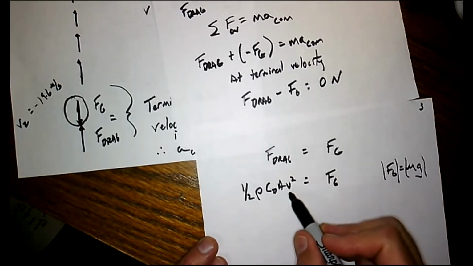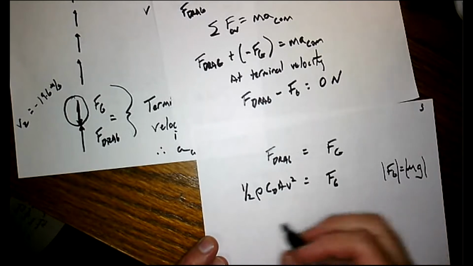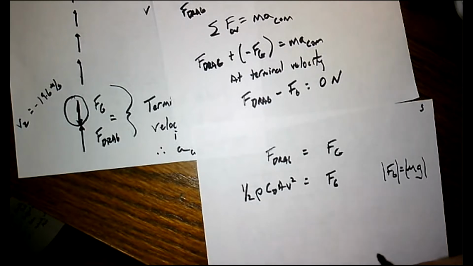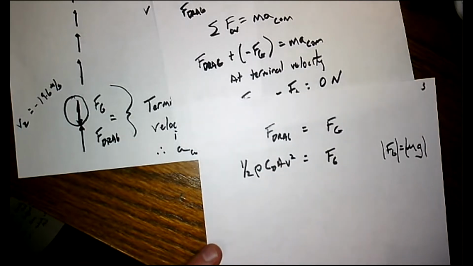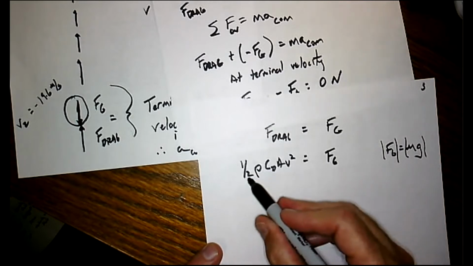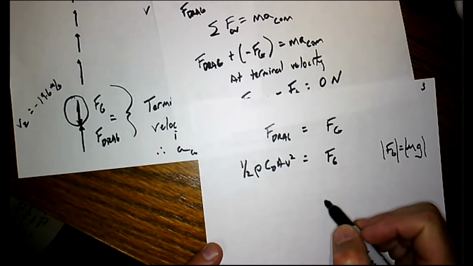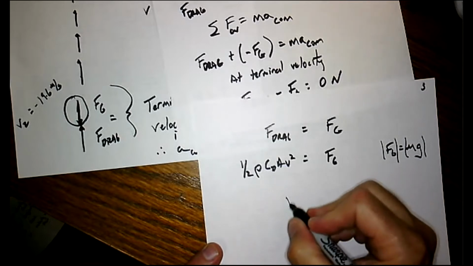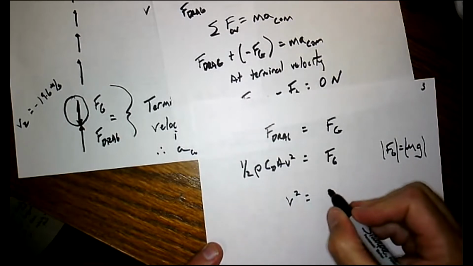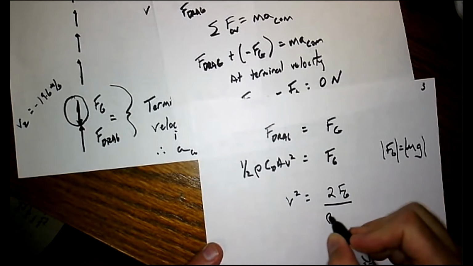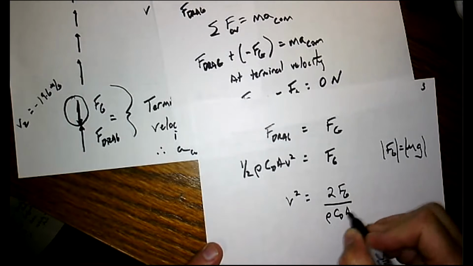I'm going to solve for v because the air is static and the ball is moving through the air. That way, the velocity of the ball matches the velocity of the fluid moving over the object. It doesn't matter which way we look at it. So now we're going to move all these parameters to the right-hand side of the equation, and I'm going to do v squared equals 2 times Fg divided by rho Cd A.